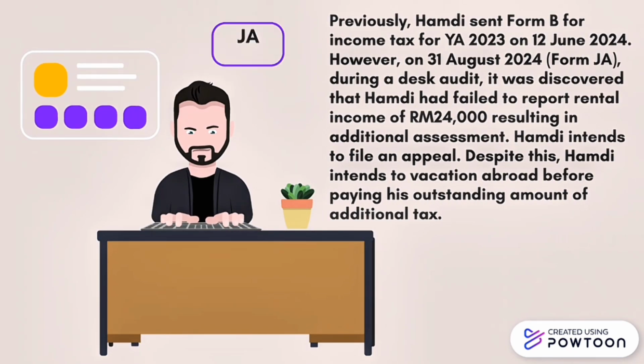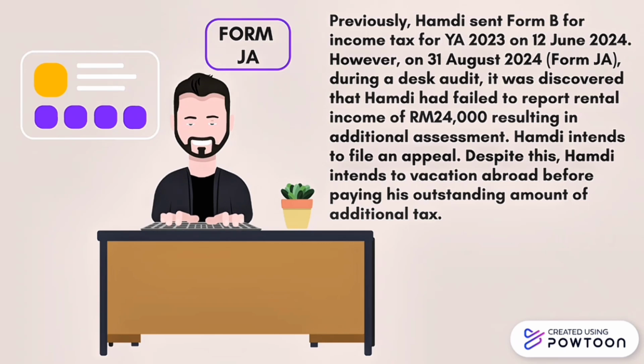Firstly, Hamdi sent Form B for income tax for YA 2033 on 12th June 2034. However, on 31st August 2034, from GA, during a test audit, it was discovered that Hamdi had failed to report rental income of RM 24,000, resulting in additional assessment. Hamdi intends to file an appeal. Besides this, Hamdi intends to vacation abroad before paying his outstanding amount of additional tax.